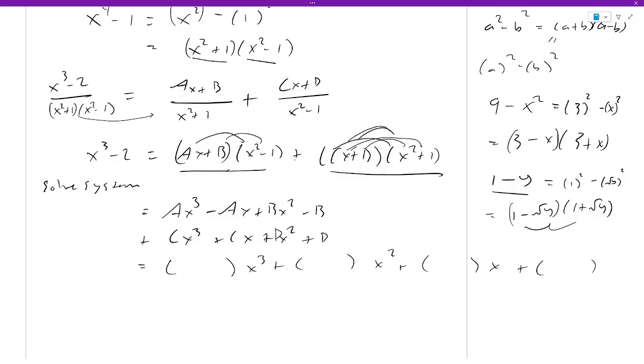How much x cubed do we got? We got a plus c. We have b plus d x squared. And then how much x do we have? c minus a. And then for the number, we have d minus b.